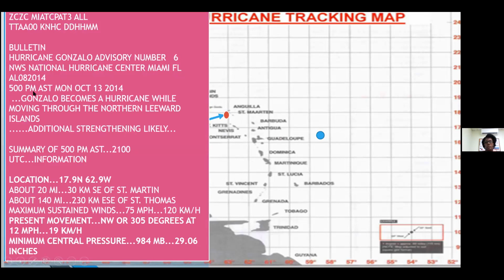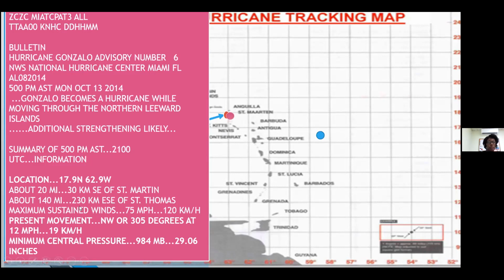So this was 5 p.m. on the 13th, and the location of the system is now 17.9 north, which is the east to west line, 17.9, so it's almost on 18, and 62.9 west, 62.9, so almost 63, which would bring us about here. So it's now very close to St. Martin, as you can see.